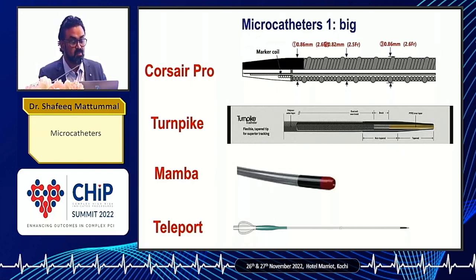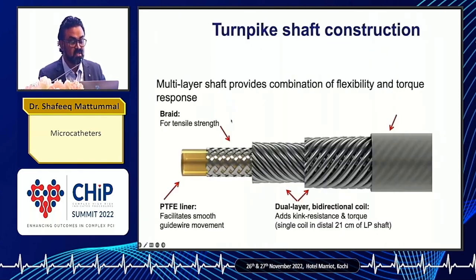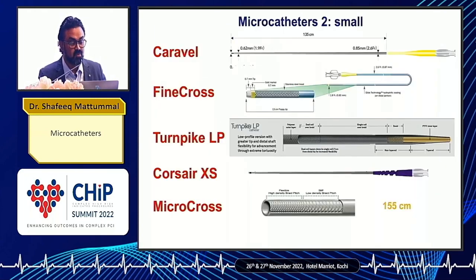These are the big catheters: Corsair Pro, Turnpike, Mamba and Teleport. You can see it is designed in such a way that it is braided for tensile strength. It is a dual layer bidirectional coil which helps in kink resistance and the torque that we need in certain complex cases. Small microcatheters are Caravel, Fine Cross and Turnpike.